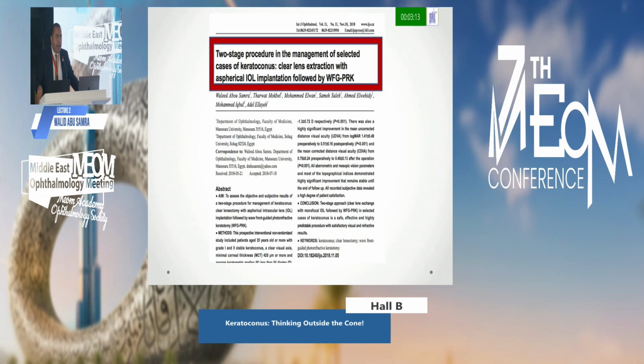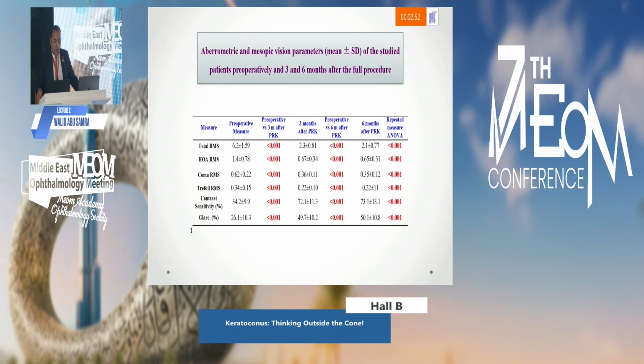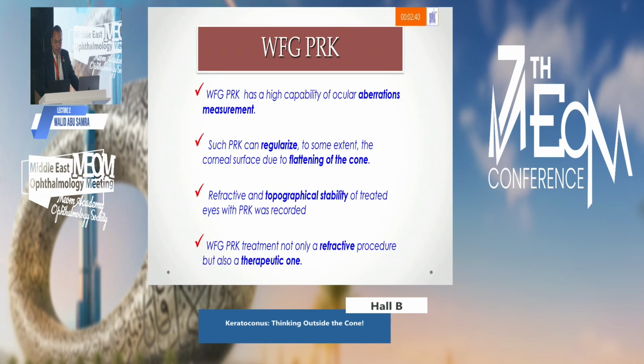So this is why we made the second paper, a two-stage procedure in management of selected cases of keratoconus. We have clear lens extraction followed by aspherical IOL implantation and wavefront PRK. So the visual and refractive parameters of such studied cases, pre-operatively and post-operatively, are very encouraging. Also the aberrometric and mesopic vision show a highly significant reduction, with all subjective parameters increased after this procedure. And this is before and after.